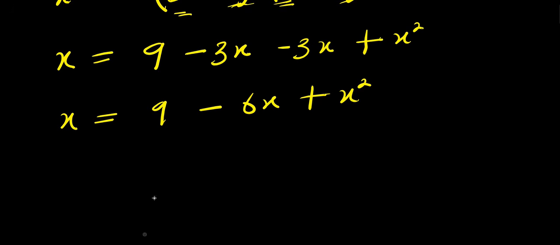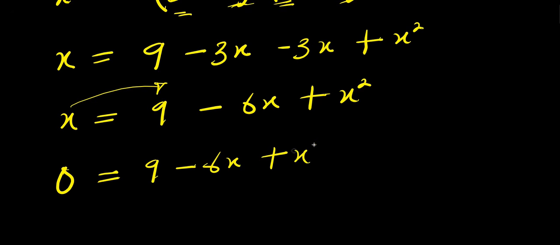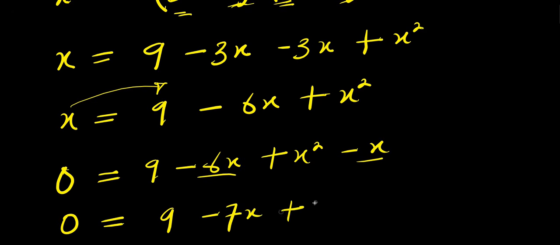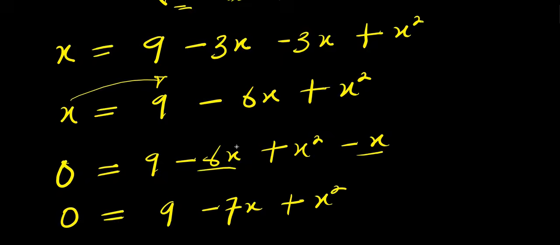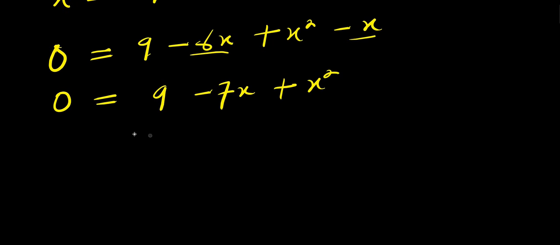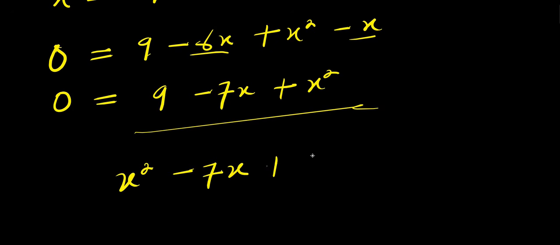So what I'm going to do is move x over here. So this becomes 0 equals 9 minus 6x plus x squared minus x. So we then have 0 equals 9 minus 6x minus x, minus 7x plus x squared. So rearranging this, we have x squared minus 7x plus 9 equals 0.